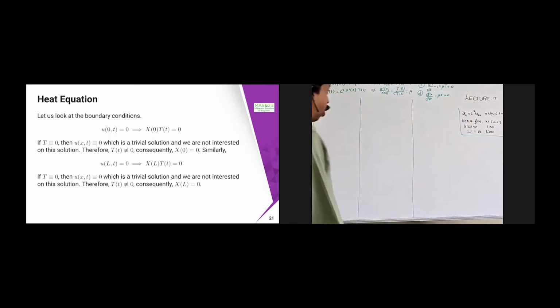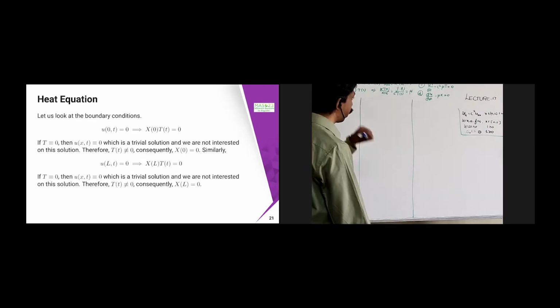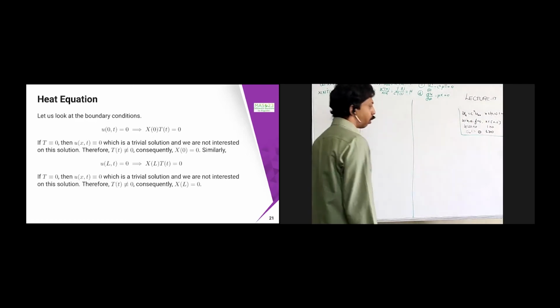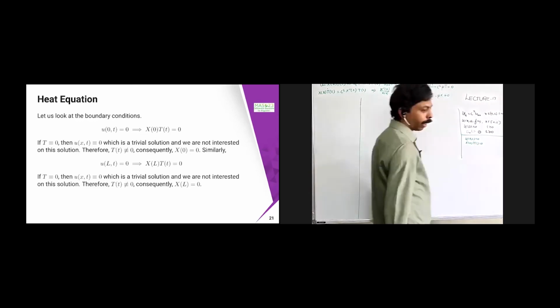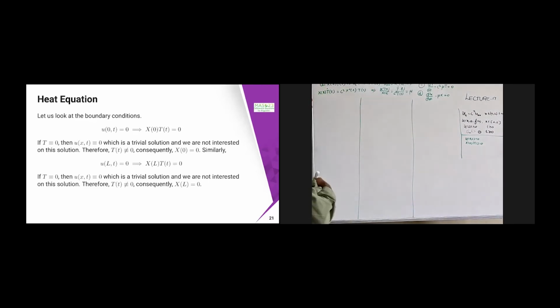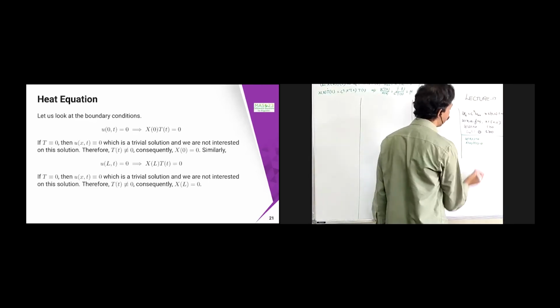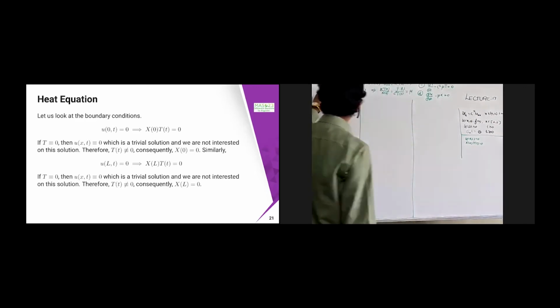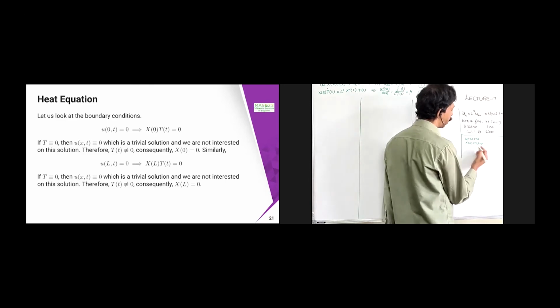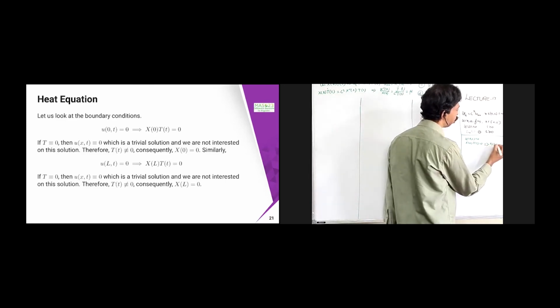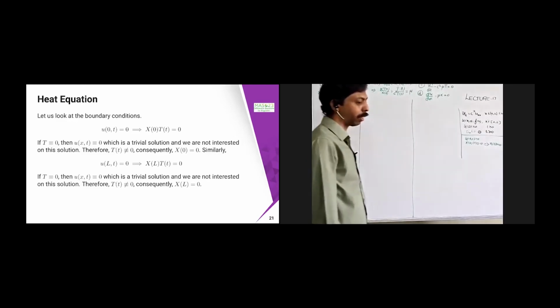Now we have to look at the boundary conditions. Let us look at the boundary condition for this problem. u of 0 comma t equal to 0 means X of 0 into T of t equal to 0. If T is identically 0, then u is going to be identically 0. That is the trivial solution, which I am not interested in. Therefore I am going to assume T of t is not equal to 0. If T of t is not equal to 0, I get X of 0 equal to 0. So that is the first condition.